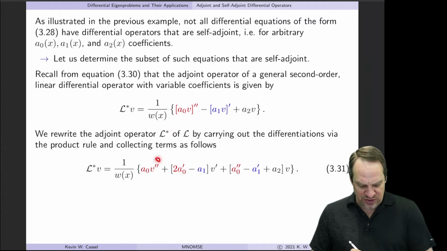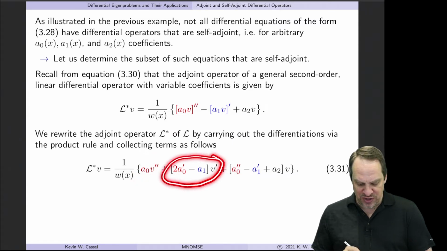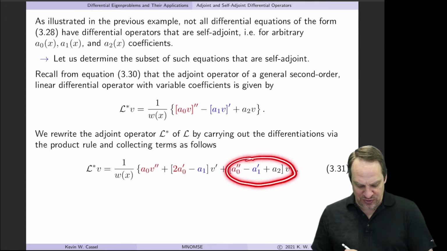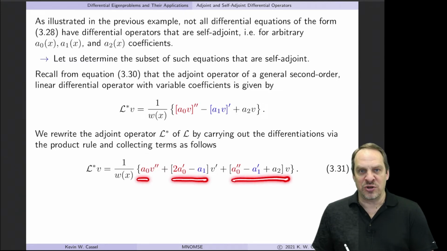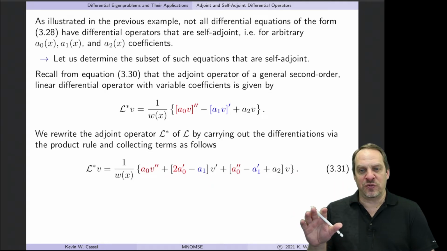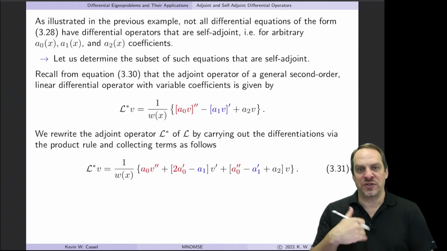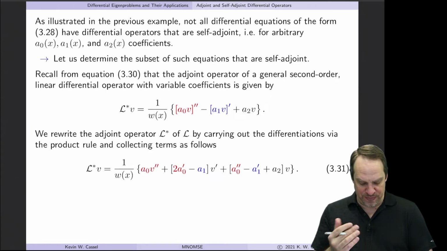And I've grouped the terms together. So this is everything times v double prime, this is everything times v prime, and this is everything times v. And what we'd like to do is take a look at these coefficients on each of those three terms, v, v prime, and v double prime, compare them to the corresponding general form of the original second-order linear differential operator with variable coefficients, and see what has to be true about these coefficients in order for the operator to be self-adjoint such that L and L star are the same.